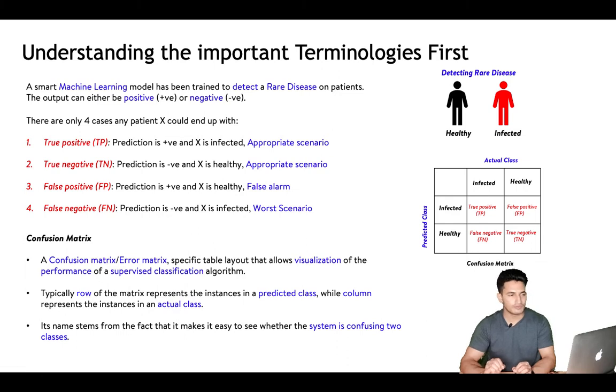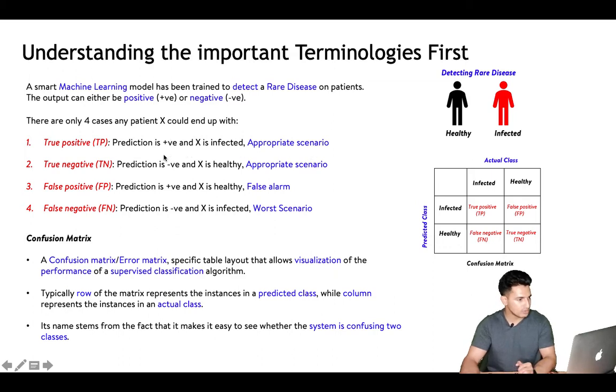Next, let's look at some of the important terminologies. Suppose we have a smart machine learning model that has been trained to detect a rare disease on patients. The output can be positive, that is the person is having the disease, the person is infected, or negative, that is the person is healthy, the person is not having the disease. There are four cases any patient can end up with. The first is true positive. Prediction is positive and the person is infected.